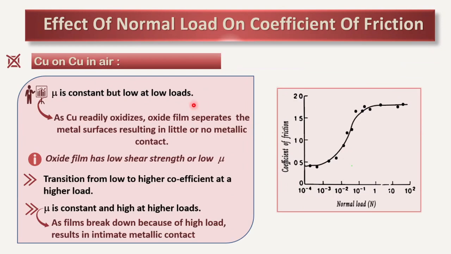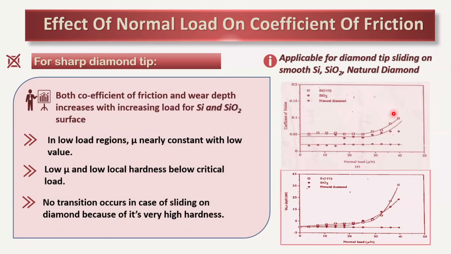For copper on copper, at low loads, the copper readily oxidizes and forms copper oxide, which has a low mu, and it separates the surfaces. And at higher load, we can see that the coefficient of friction is high but constant. This is because films break down because of high load, and it results in intimate metallic contact.